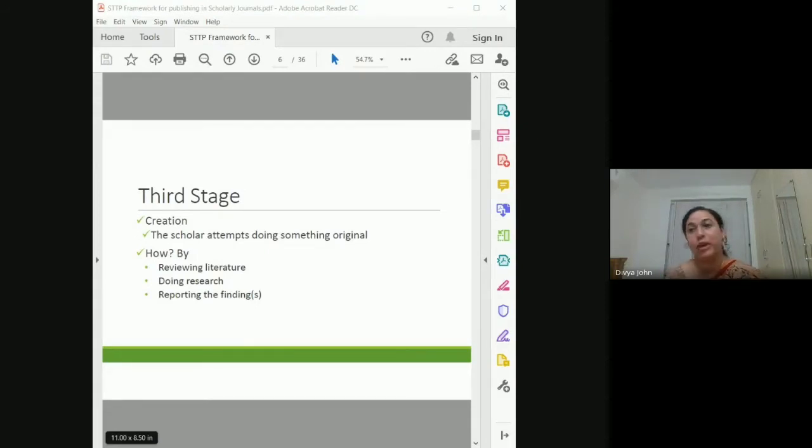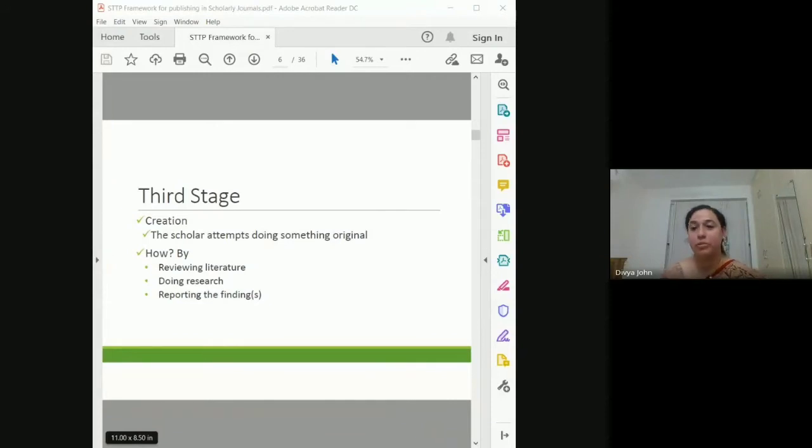And the third stage is where you come up with something original. You have a moment of insight, and then you think about something original. The first thing that you have to do is review the literature that is available. You can go to Google Scholar and type in the topic, or you can go to individual journals and type in the topic. You can do your research and then report your findings. Okay.